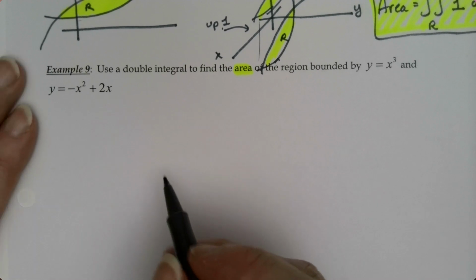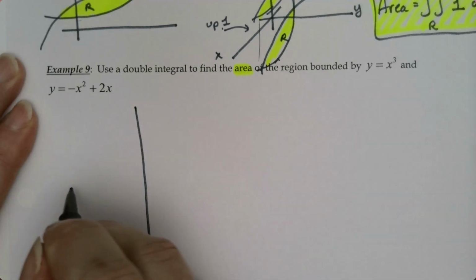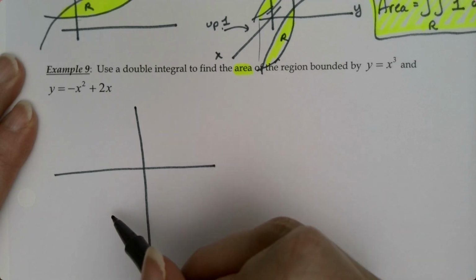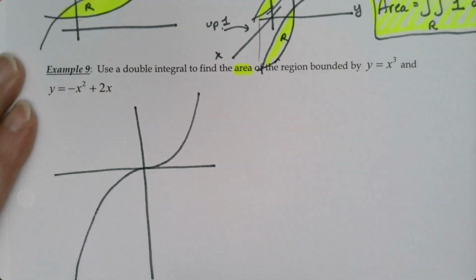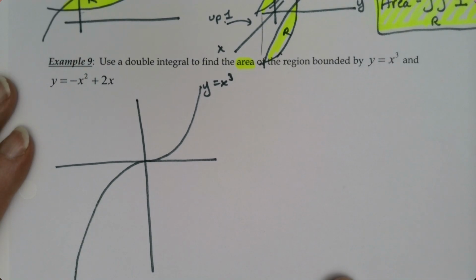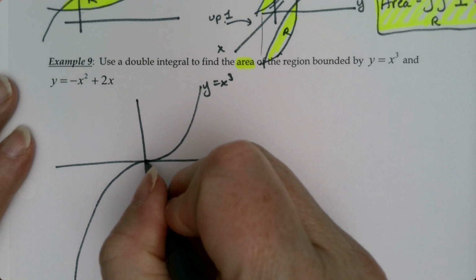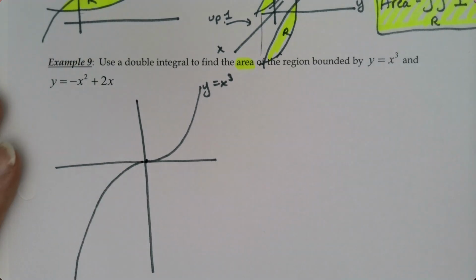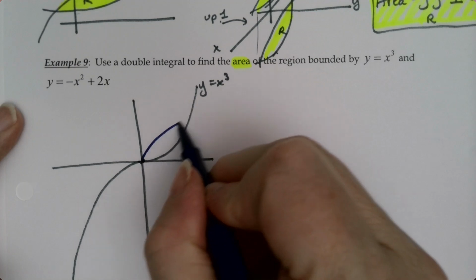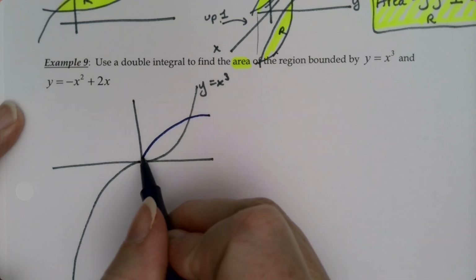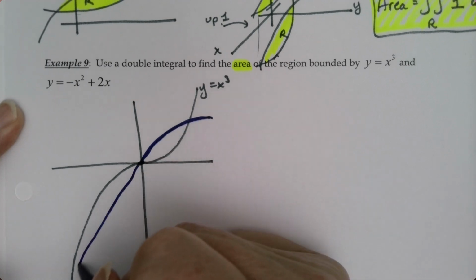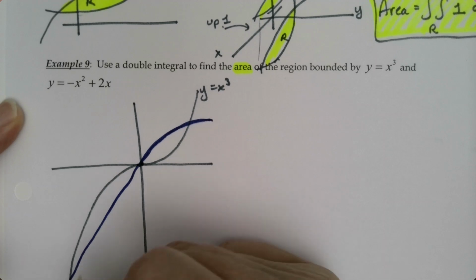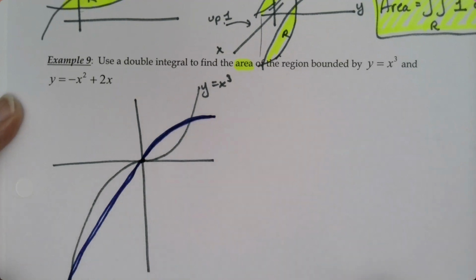Okay, so what does that look like? Well, y equals x cubed looks like this. That's y equals x cubed. And then y equals negative x squared plus 2x goes through here. Here, let me do it in a different color. So it goes through like this, and then it's a parabola, right? So it's going to go like this, and then it touches way down here. I'm not doing a very good job of drawing it, but that's what it looks like.